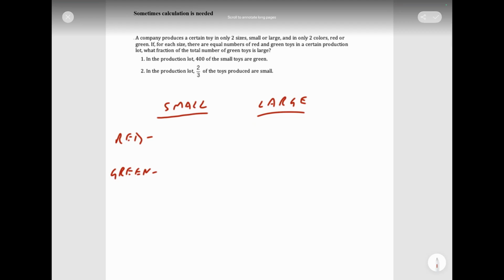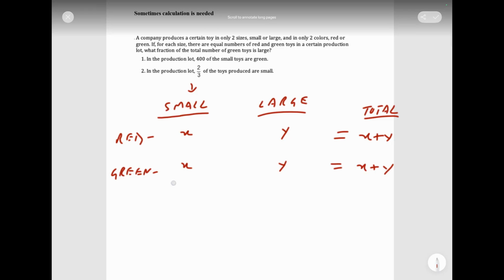What does that mean? For each size, let's say small size, there are an equal number of red and green. So if this is X, this is also X. And same thing over here, if this is Y, this is also Y, which is also giving me totals, keep in mind. So total red becomes X plus Y. I don't know if this will be useful, I'm just putting it down. Total green becomes X plus Y. Total small becomes 2X. Total large becomes 2Y. So all this is still my pre-work.